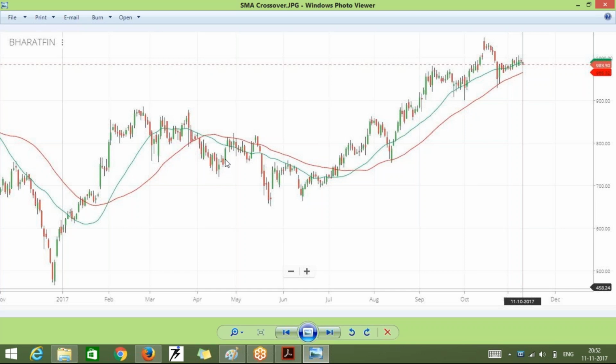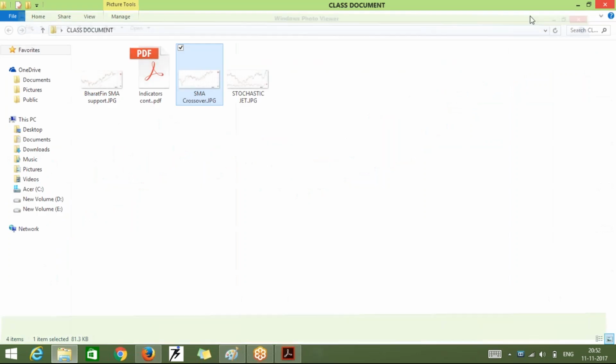So now coming to the next one, that is exponential moving average. Exponential moving average is considered to be better than simple moving average. It is a very interesting type of moving average.